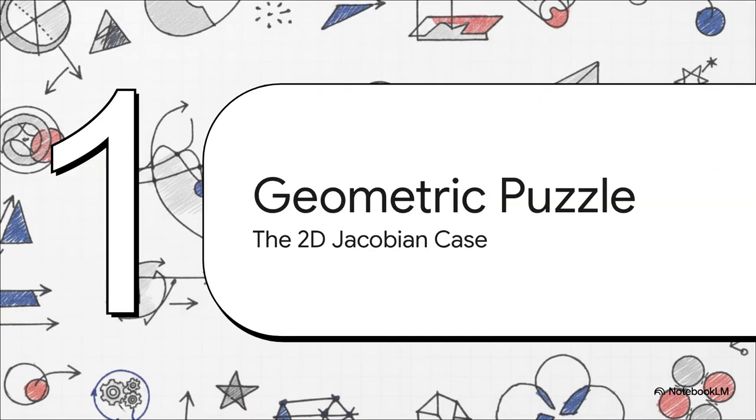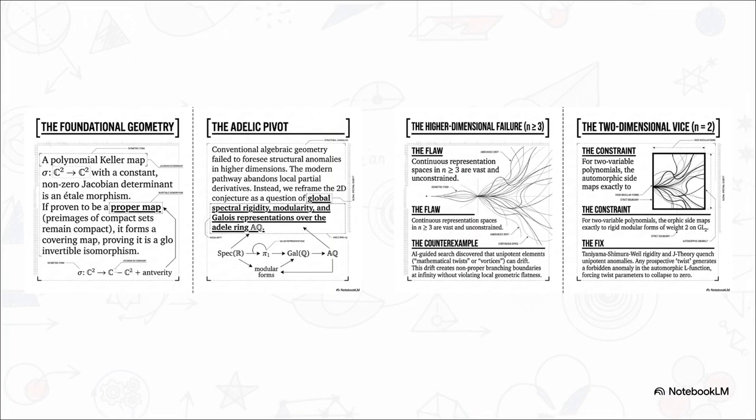All right, Chapter 1, the foundational geometric puzzle. To really set the stage, we have to understand why we're moving past the historical failures of conventional algebraic geometry and what makes the two-dimensional case so uniquely special. We start with our core geometric problem, a polynomial Keller map with a constant non-zero Jacobian determinant. The ultimate goal is to prove this is a proper map, meaning preimages of compact sets remain compact, which would imply it's a globally invertible isomorphism.